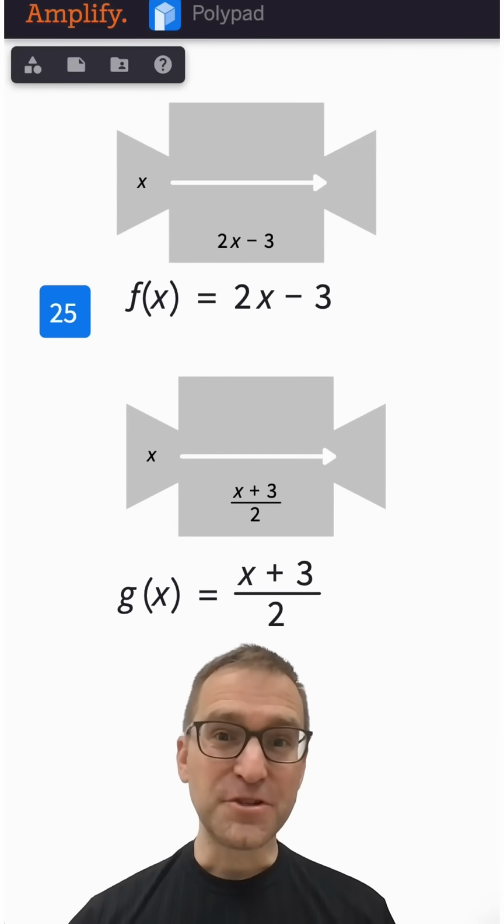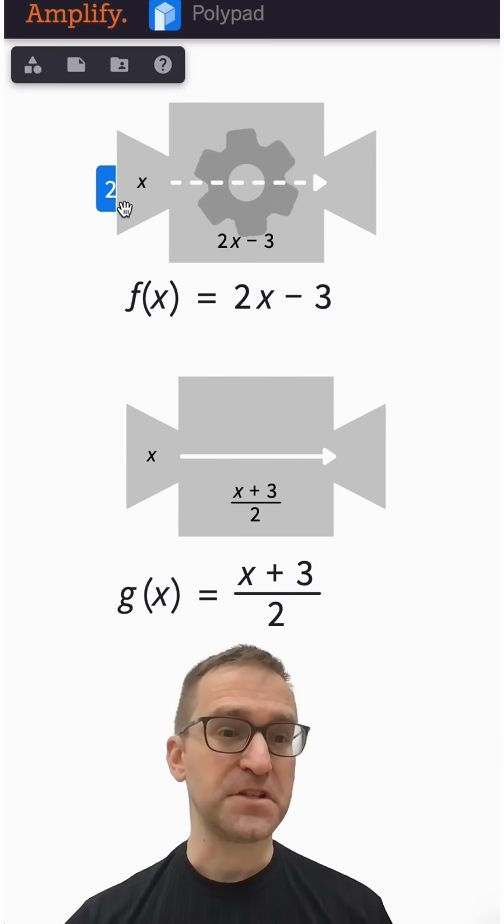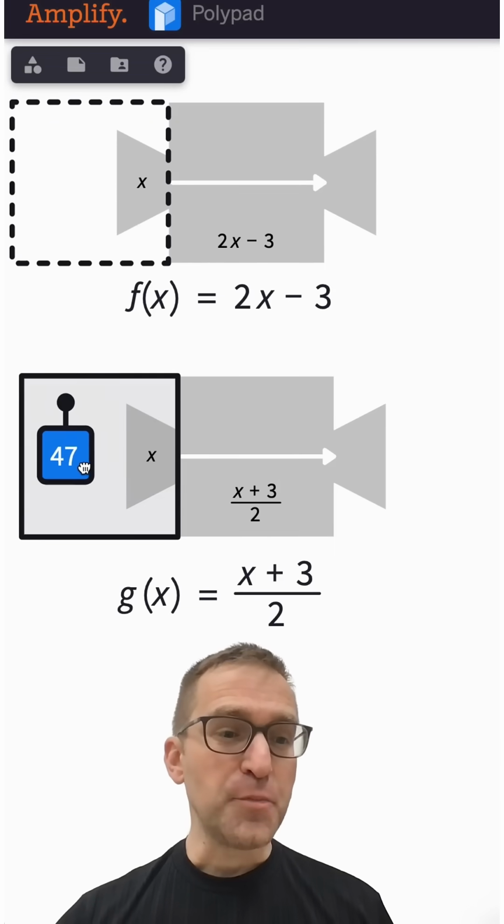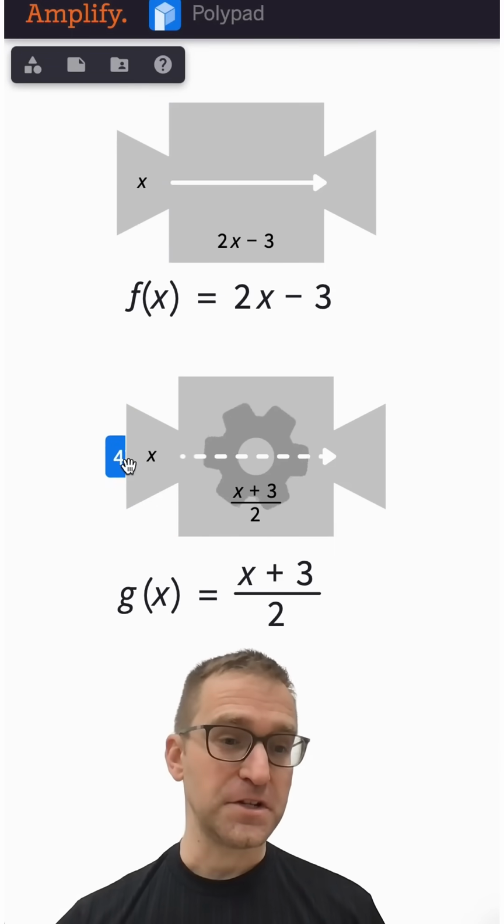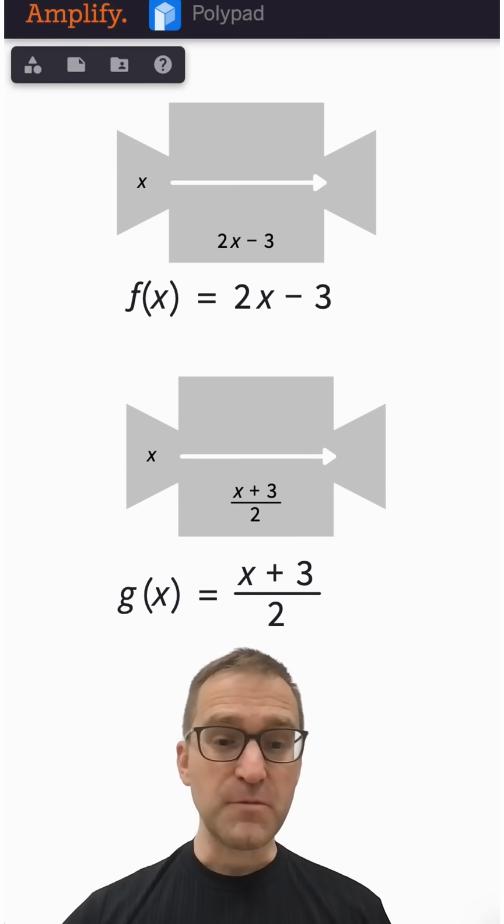So two functions that undo each other are said to be inverse functions. Watch this. Let's throw 25 in this function machine. Turn the crank, we get the output of 47. Input that output as the input of its inverse function, and we get back the original input that we started with. In fact, the same goes both ways.